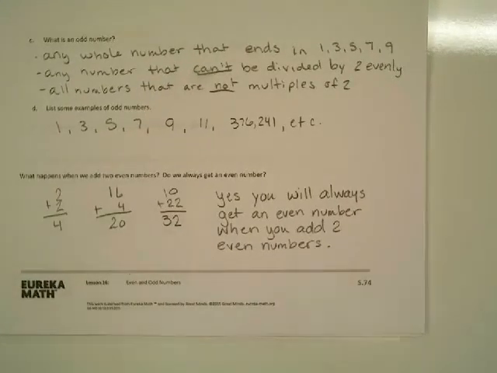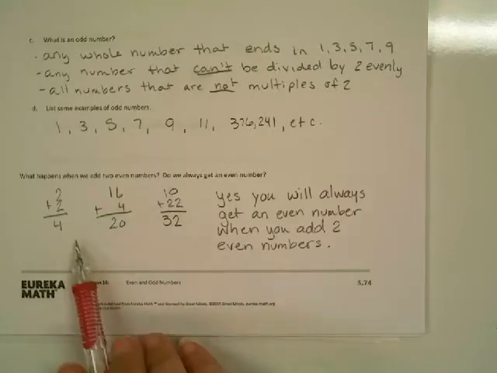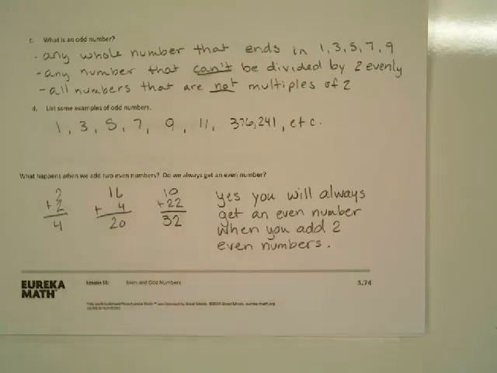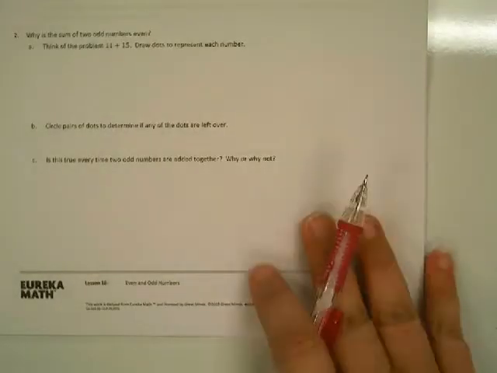And finally, this last question, it was more of a just try it and see. So the question says, what happens when you add two numbers that are even? So I just tried 3 different ones, and you might have tried others that I didn't try, and that's okay. And you should have concluded that yes, you will always get an even number when you add 2 even numbers. Let's go ahead and go on to the next page. We're going to do exercises 1 through 3 together. There are no examples in today's lesson.